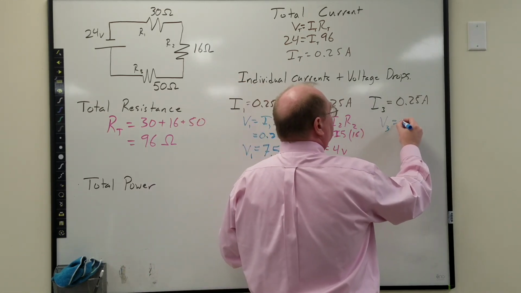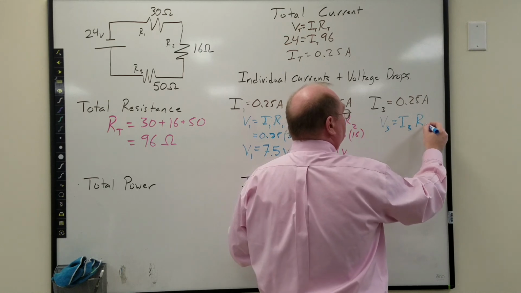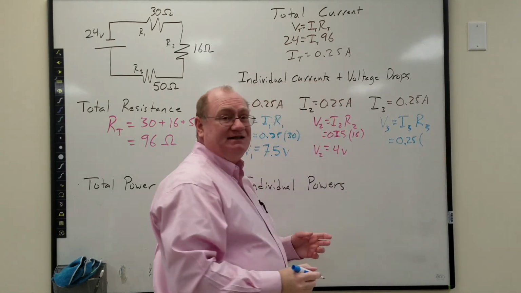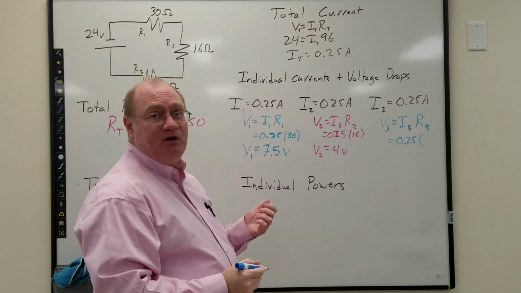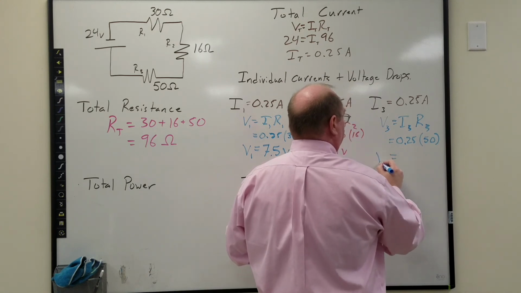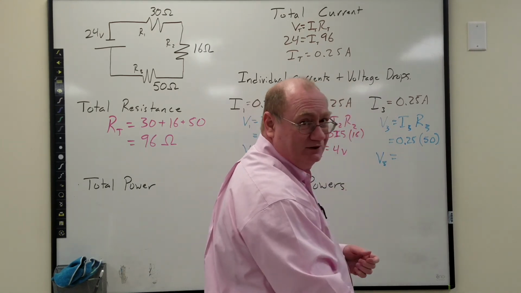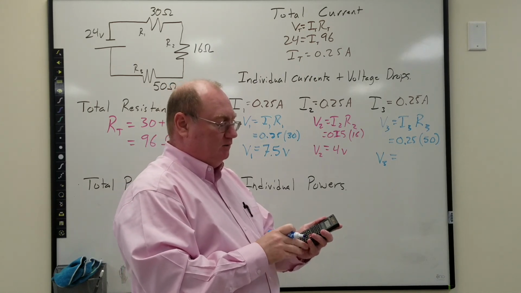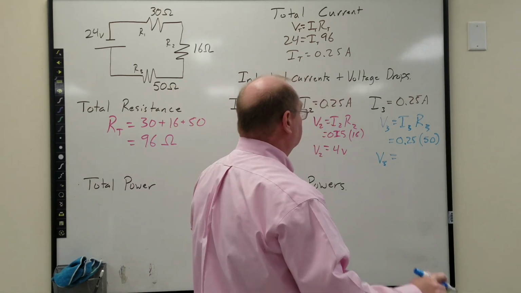V3 equals I3R3. Current is still 0.25. Resistance is 50 ohms. So if we do that calculation again, 0.25 times 50, we get 12.5 volts.